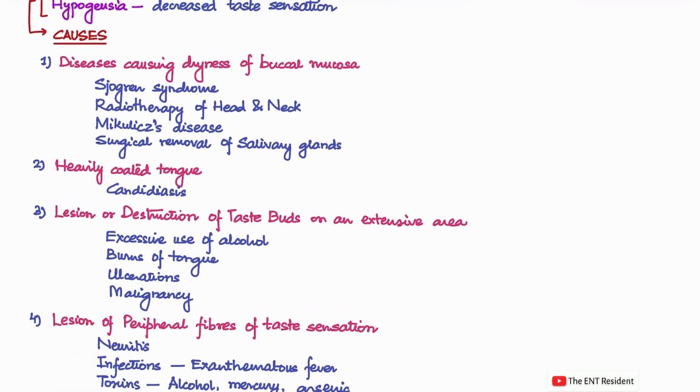First is diseases that can cause dryness of the buccal mucosa. For example, in Sjogren's syndrome, where the secretions of the salivary glands completely dry out, or radiotherapy of the head and neck, which destroys the salivary glands, Mikulicz's disease, or surgical removal of the salivary glands. Second is a heavily coated tongue, which you can see, for example, in candidiasis. Third is a lesion or destruction of the taste buds over an extensive area by excessive use of alcohol or burns involving the tongue, any ulceration or malignancy involving the tongue.